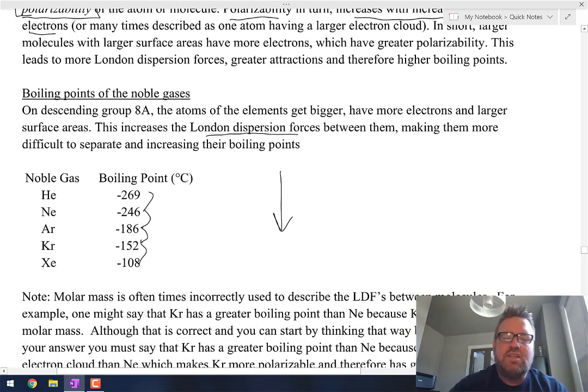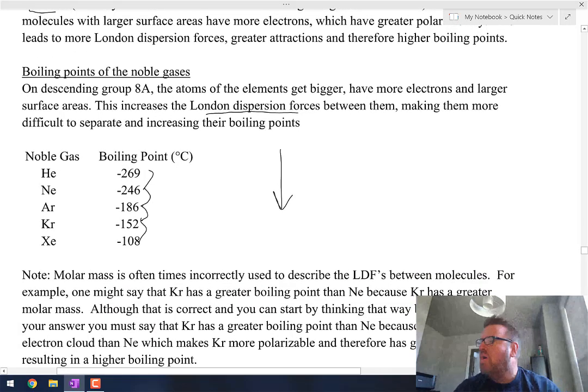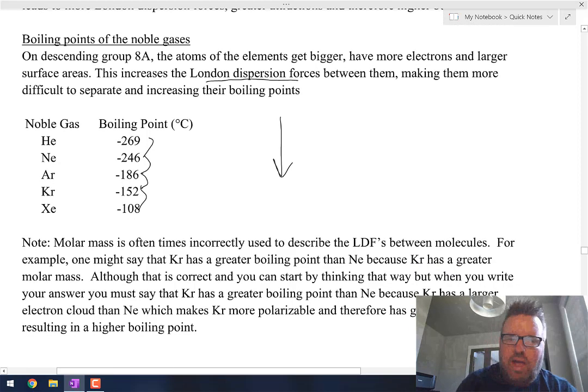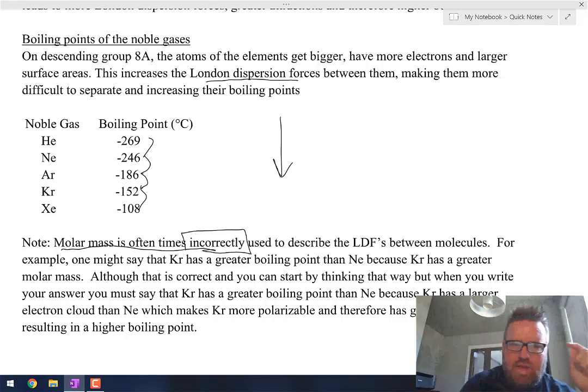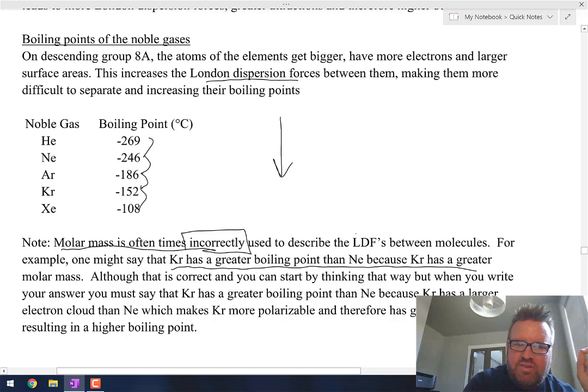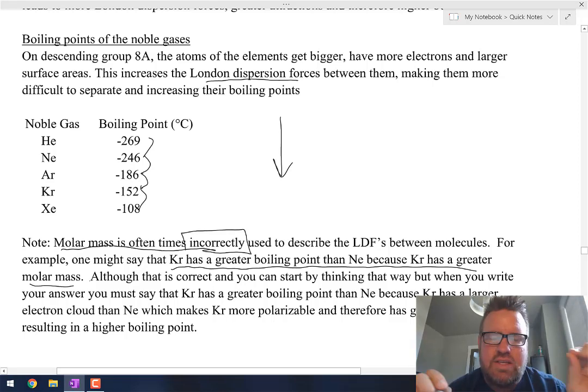A lot of times, you just look at the periodic table and go, oh, that one has a bigger molar mass, so it has a larger electron cloud. You have to be very, very careful about that. Molar mass is oftentimes incorrectly used to describe the London dispersion forces between molecules. You can think that way, but you might end up saying that krypton has a greater boiling point because krypton has a greater molar mass. That's not correct. You will not get credit for that.